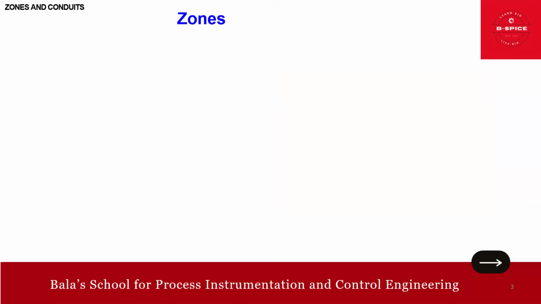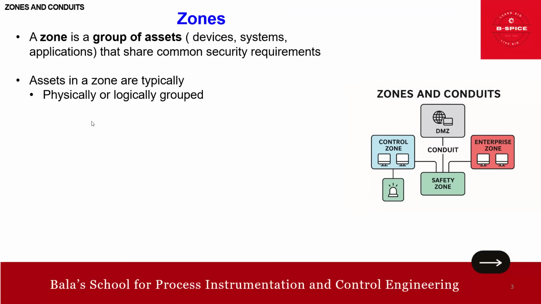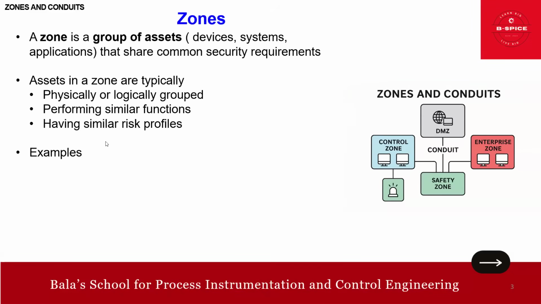Now we go into zones. A zone is a group of assets. Asset in the sense devices, systems, applications that share common security requirements. So assets in a zone are typically physically or logically grouped, performing similar functions, having similar risk profiles. So examples: control zone. We can call this PLC, RTUs, HMIs. This all comes under control zone.